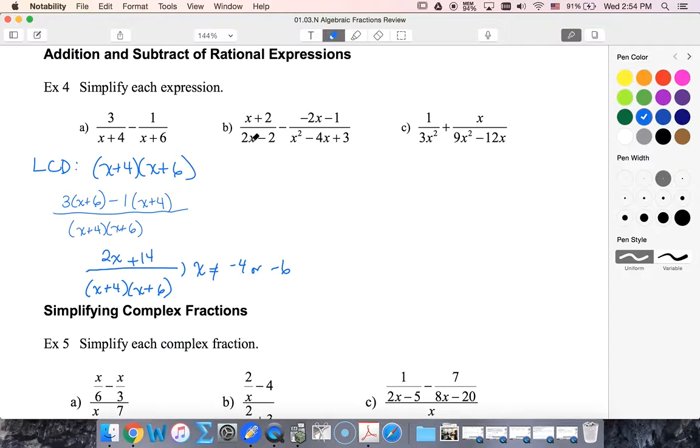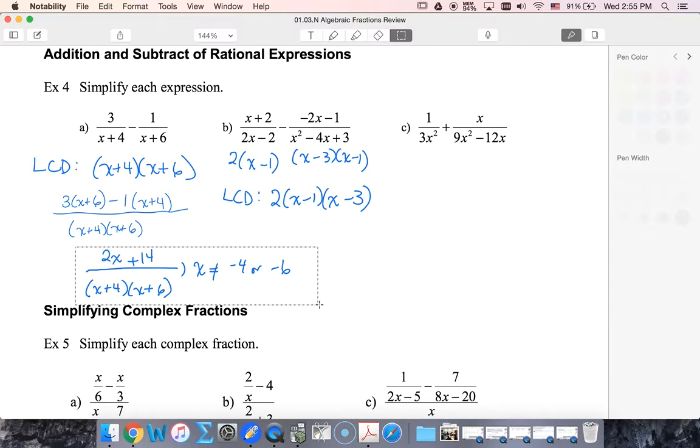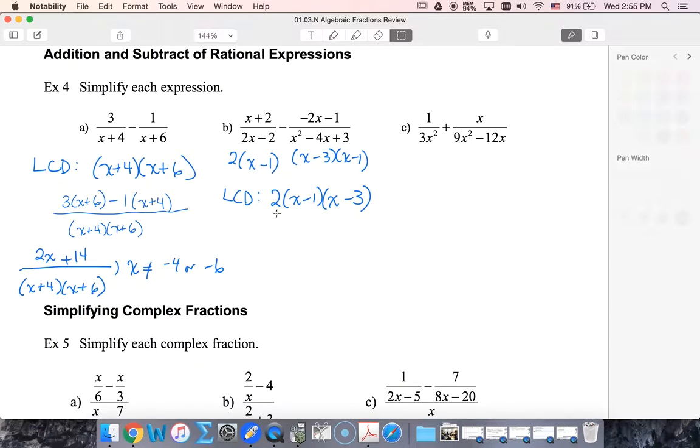Looking in this scenario, I can see that my denominator, this left one factors to be 2 times x minus 1. This factors into x minus 3 times x minus 1. So looking at their factored form, I can see that my LCD is going to be 2 times x minus 1 times x minus 3. So we're not just going to multiply these two to get my least common denominator. I'm going to use the factored form to determine my LCD. That's going to lead us to creating common denominators and then simplifying like we did before.